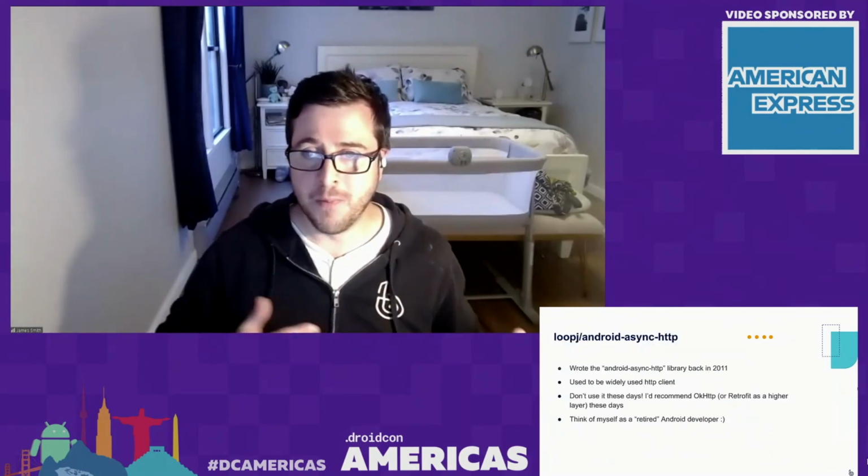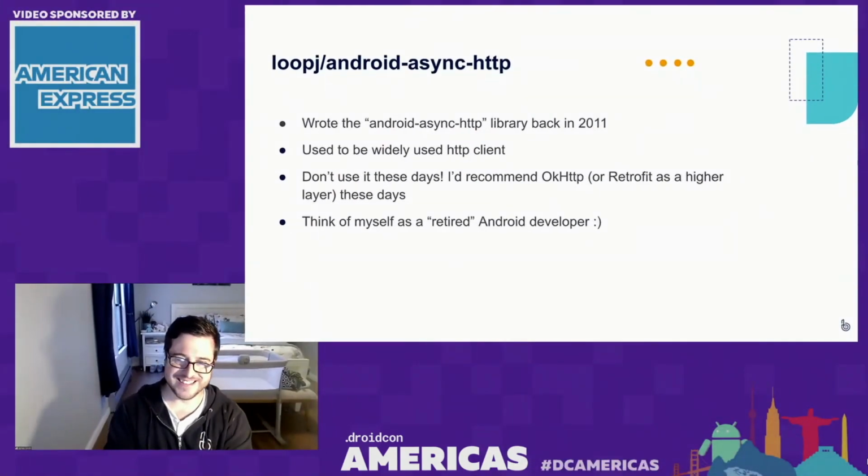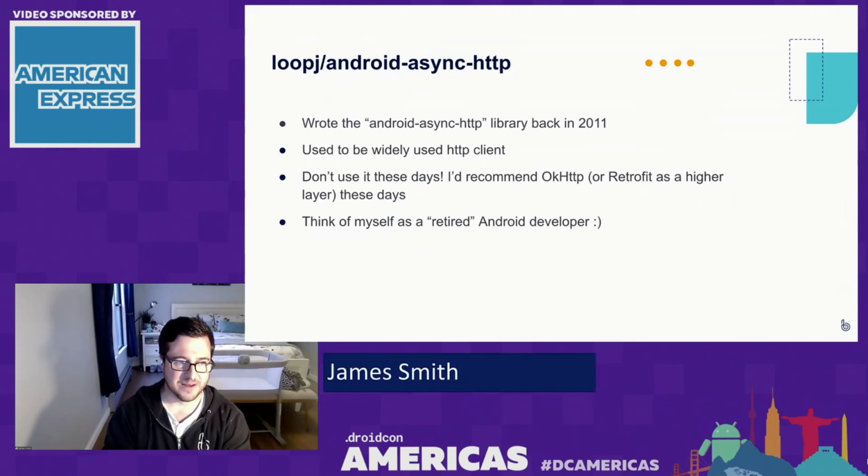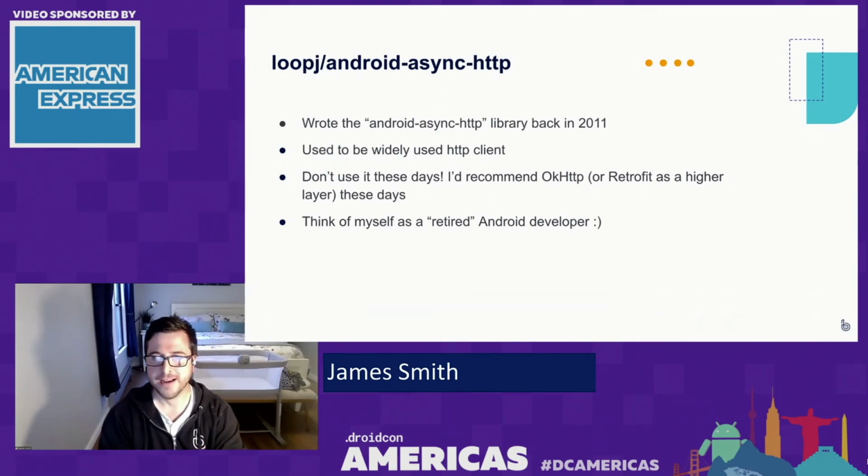But I've also been lucky enough to be part of the Droidcon community for a long time. Bugsnag first got involved in Droidcon back in 2015, and we've been part of the community ever since. You might know my work in the Android community. I wouldn't use it these days, but back in the day, I was relatively famous in the Android community for the Android Async HTTP library. A lot of people called it LoopJ, which is my handle online.